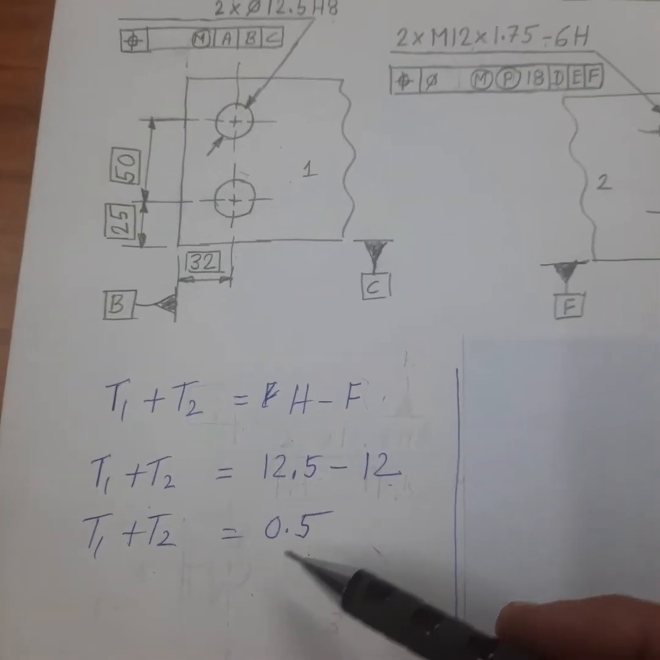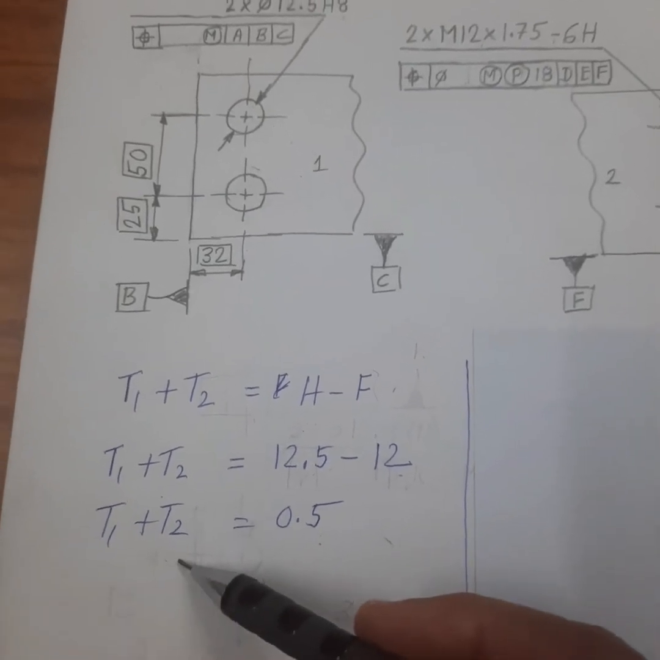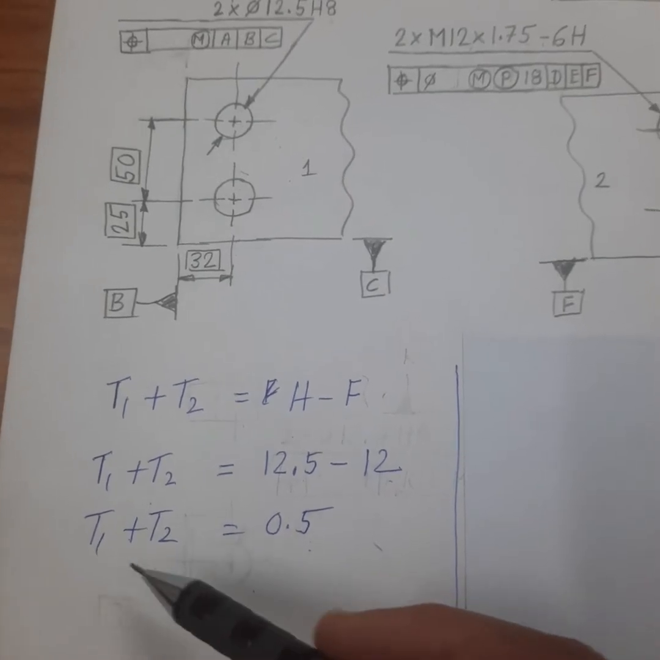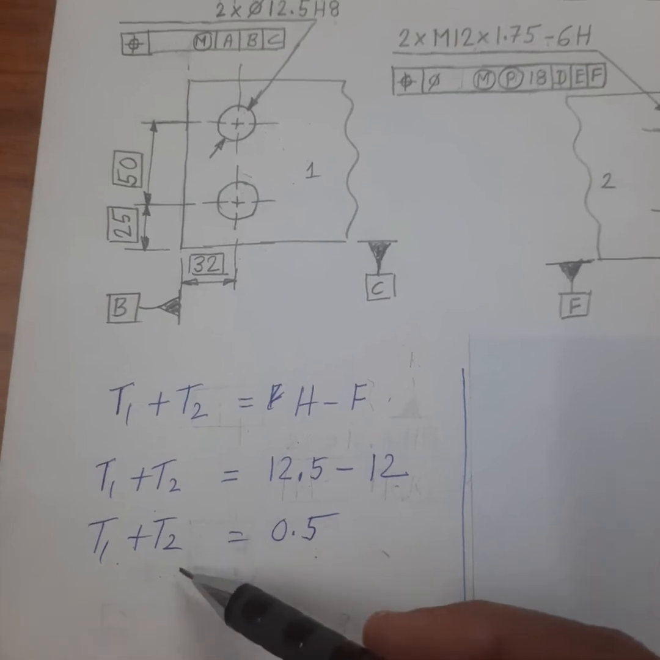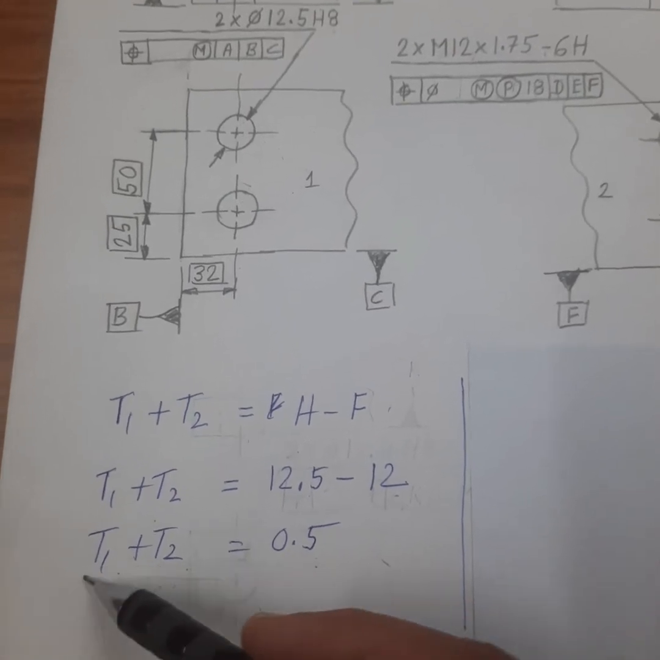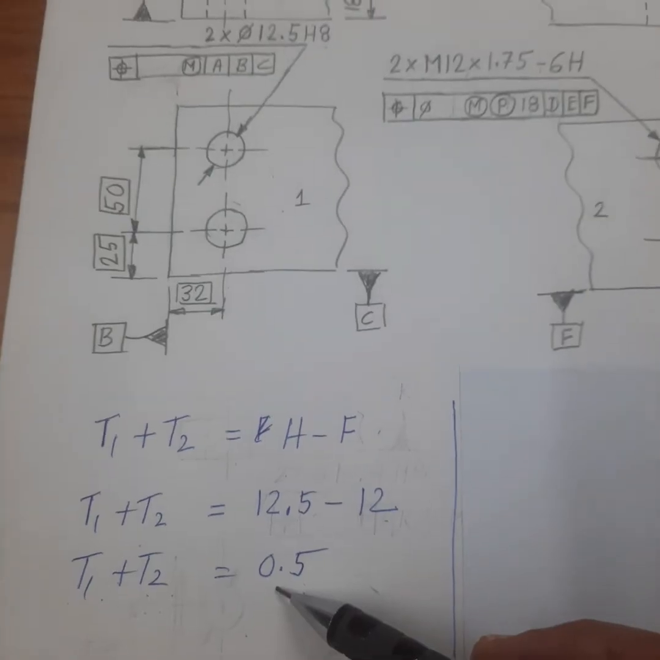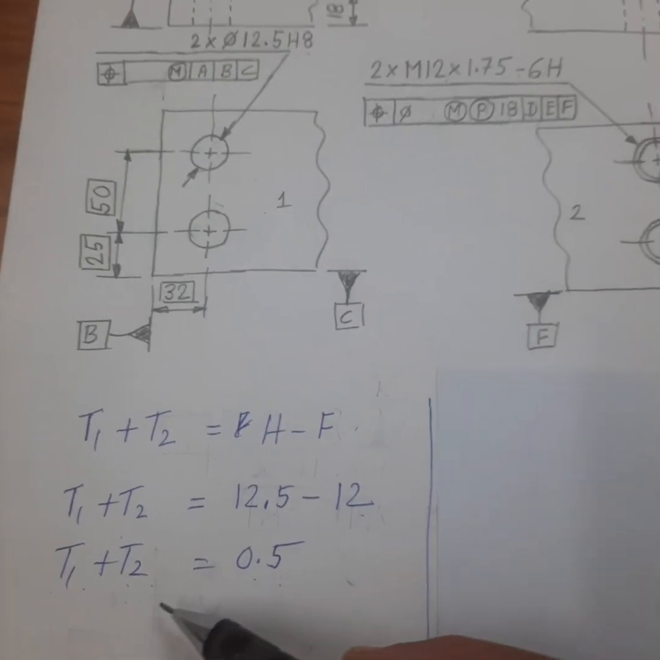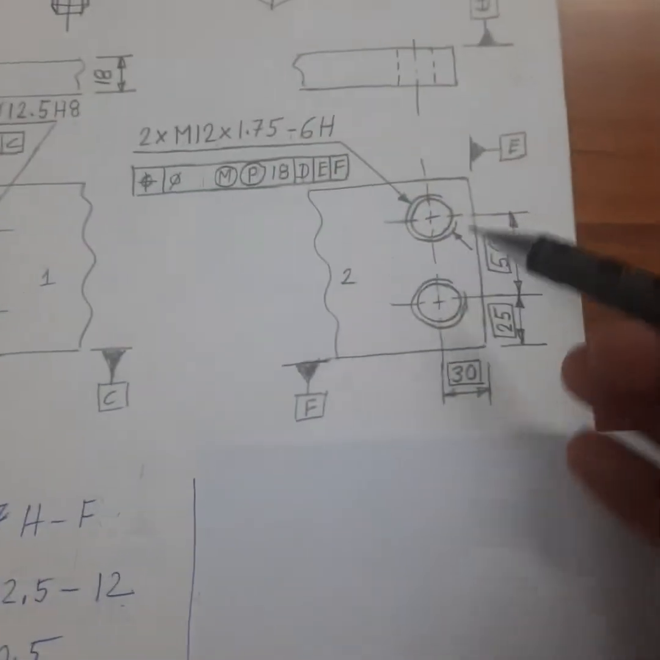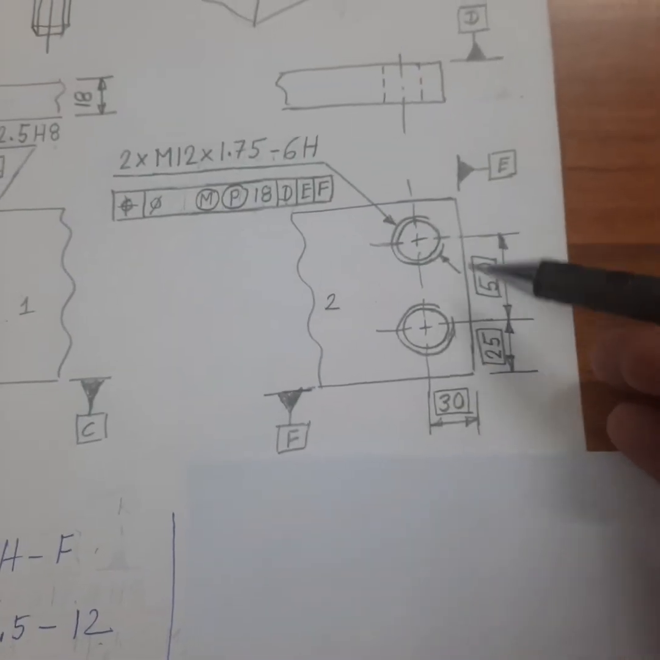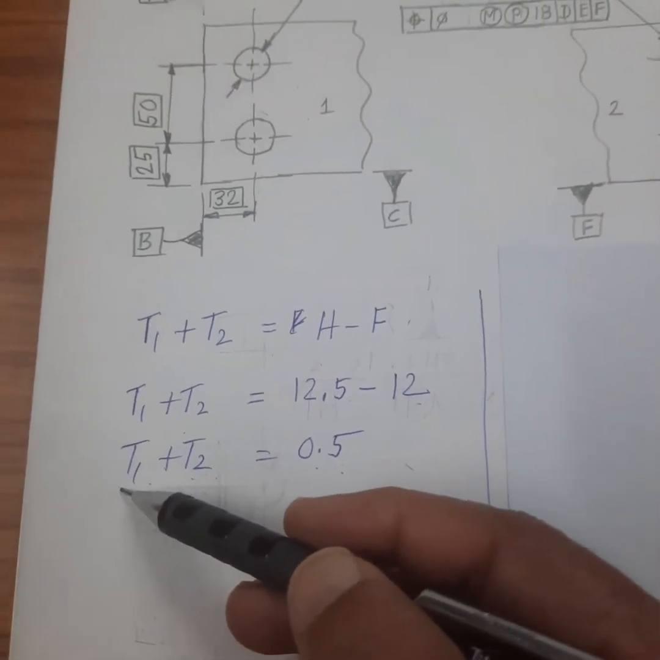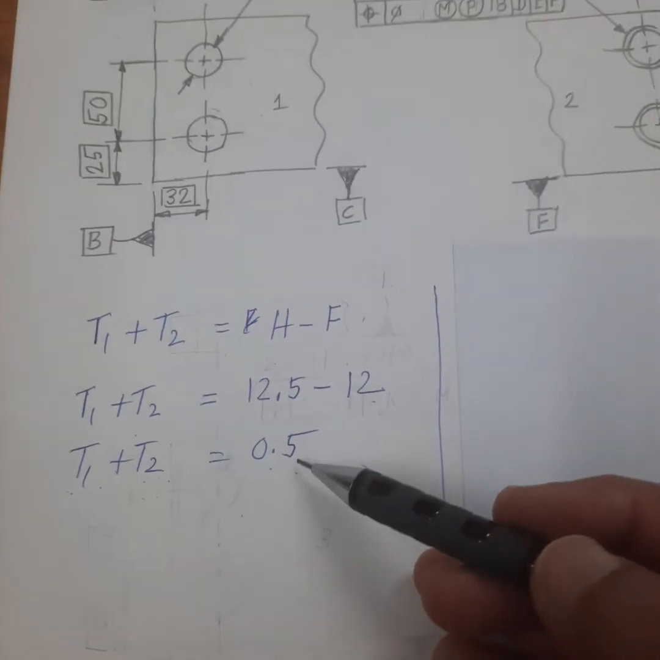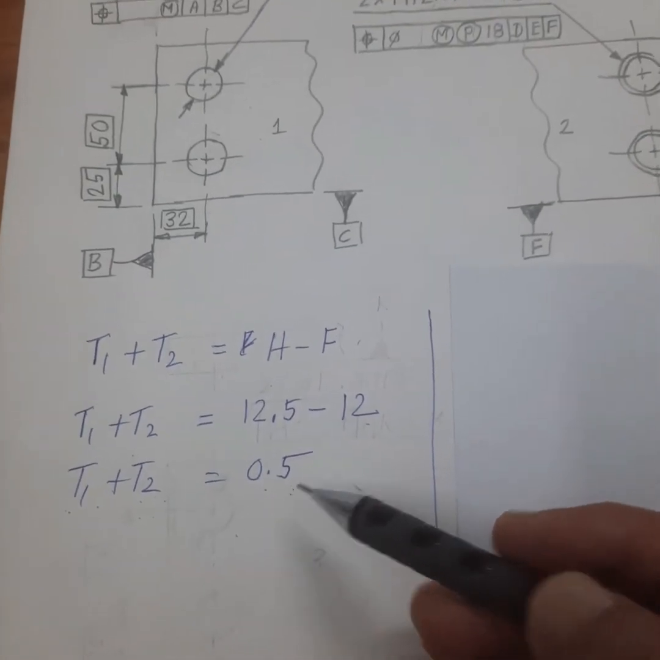We can assign the value of T1 T2 either equally or unequally. If you want to assign equally, then T1 can be assigned with 0.25, T2 can be assigned with 0.25. So 0.25 plus 0.25 equal to 0.5. If you want to assign more tolerance to the threaded hole, which may be more difficult to manufacture, then we can assign more tolerance to T2 and less tolerance to T1, but sum of the T1 and T2 should not be more than 0.5.